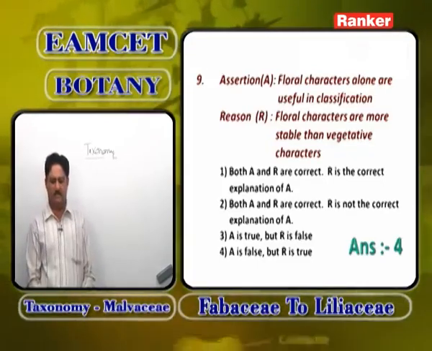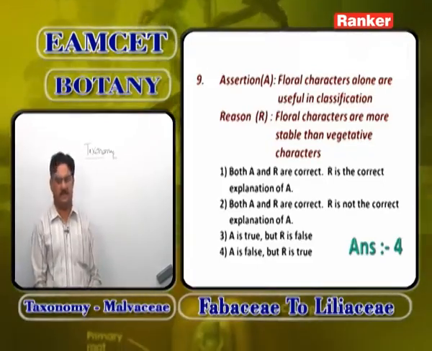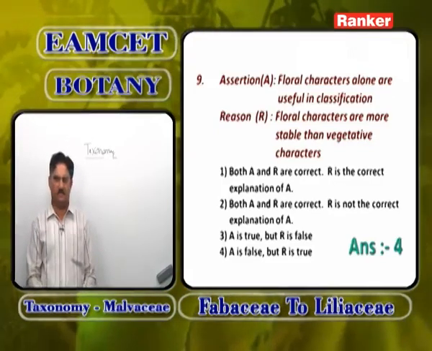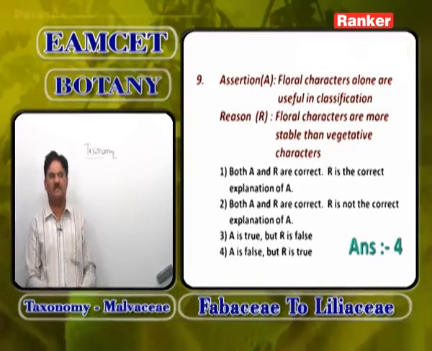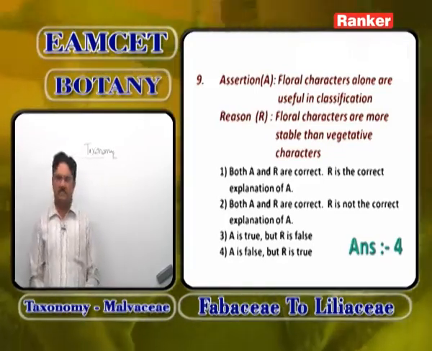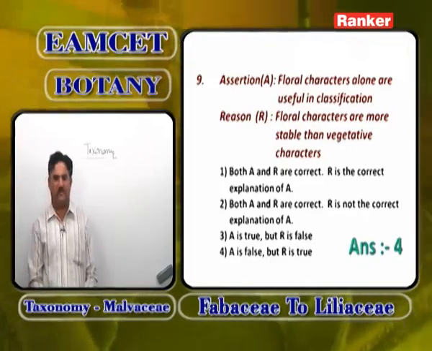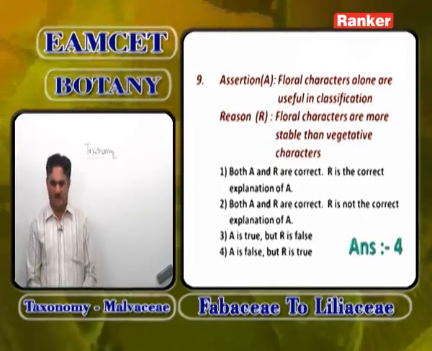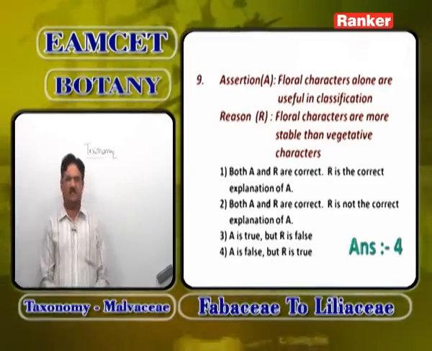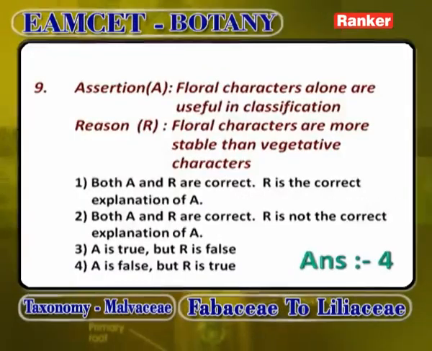Floral characters are more stable than vegetative characters. Definitely in any flower, floral characters are more stable. The condition of calyx, corolla, androecium, gynoecium is stable when compared with root, stem, leaf and other characters. So floral characters are alone useful in classification is wrong. Floral characters are more stable than vegetative characters is correct. So the answer is A is false, but R is true.